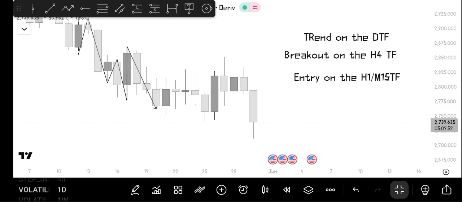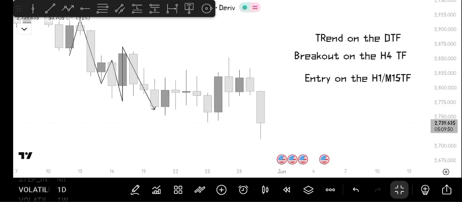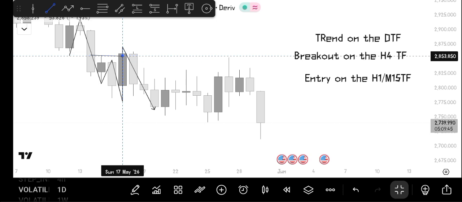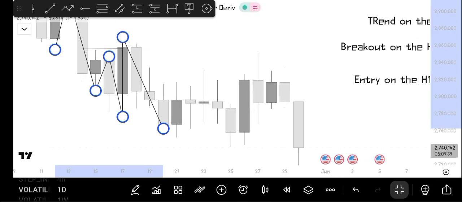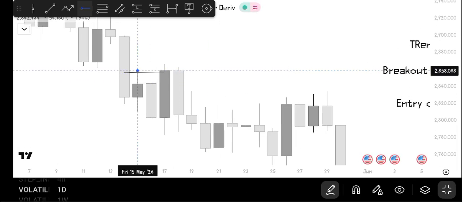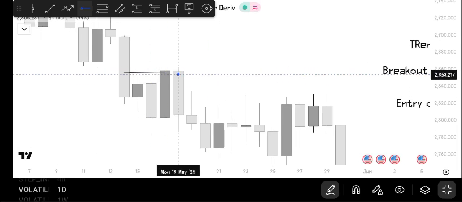You can see very clearly that there is a fair value gap right above this one here, which got filled, and this other one was being taken out. As you can see, it was filled, and this candle was being used as liquidity for price.